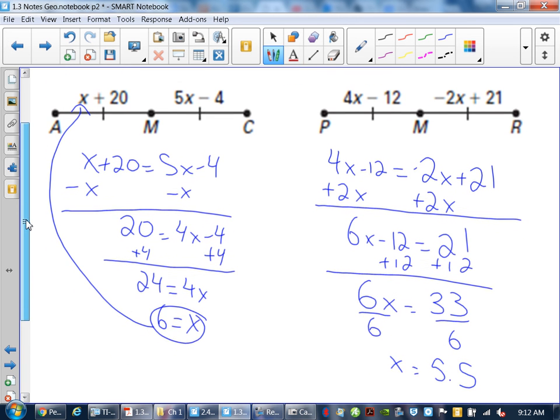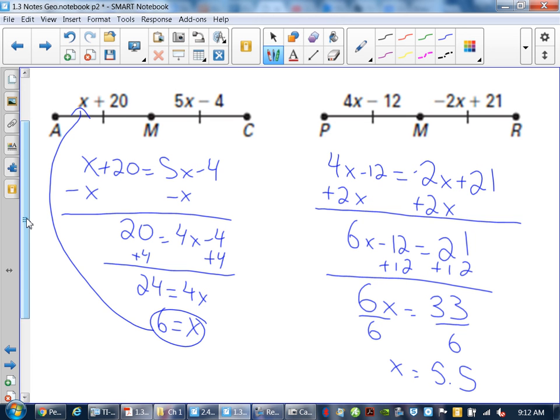I forgot what this one asked you to solve. It asked you to find MR. So in your calculator, you take your 5.5, and you take -2 times 5.5 plus 21.